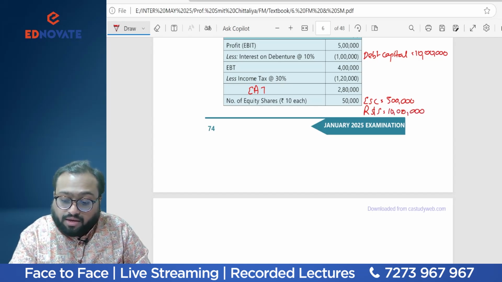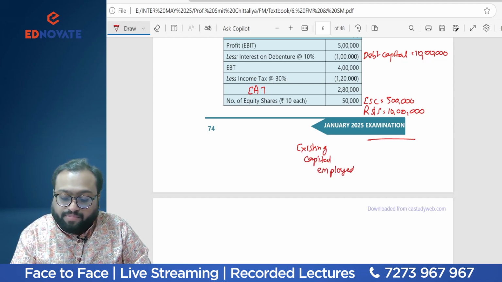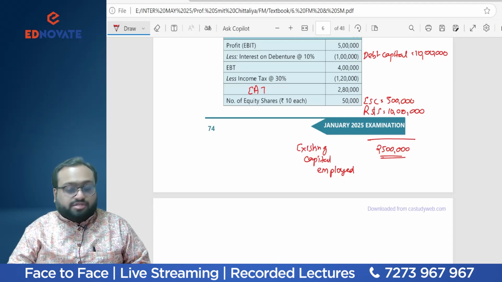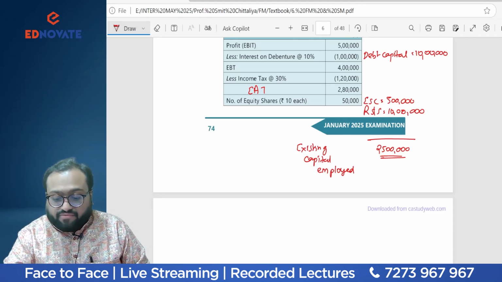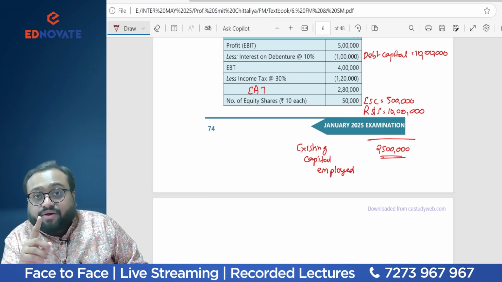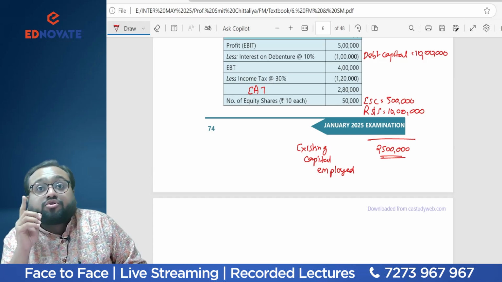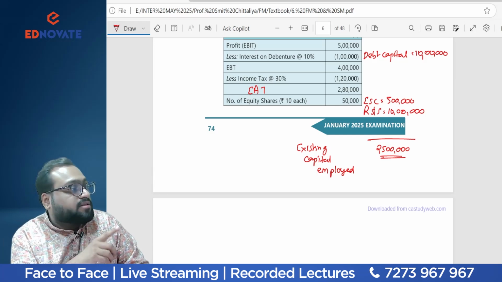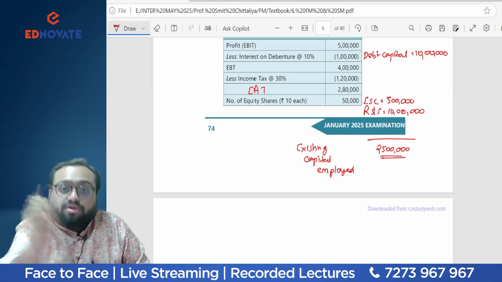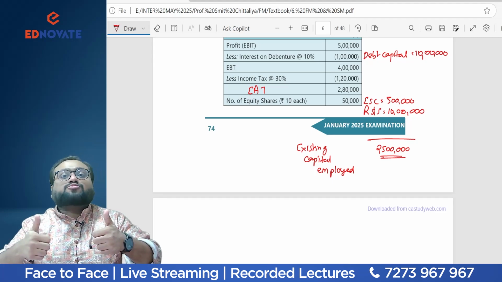So if I'm not wrong, the existing capital employed of the business is around 25 lakhs, which is the total of 10 lakh plus 5 lakh plus 10 lakh reserves. Of course, they have told us they have existing reserves. So don't forget, if you don't prepare your existing capital structure properly, you will be in big trouble. So understand the question properly. Here they have the existing reserve of 10 lakhs, equity share capital of 5 lakhs, and debt capital of 10 lakh, total existing capital employed of 25 lakhs. I hope I am right about this.